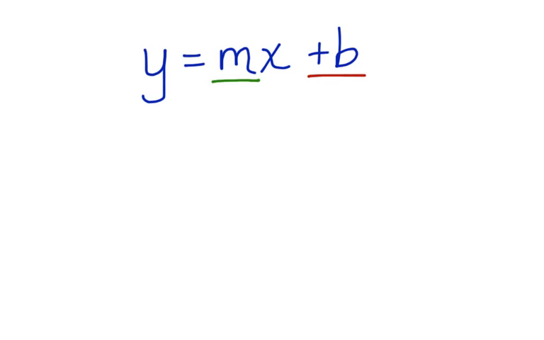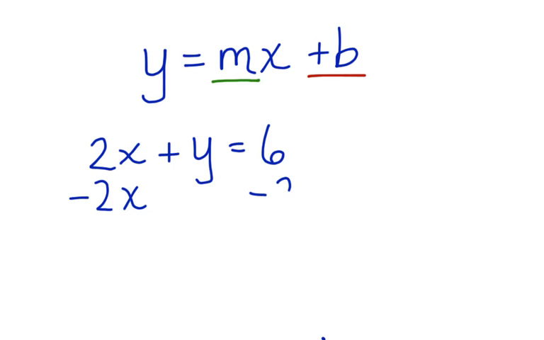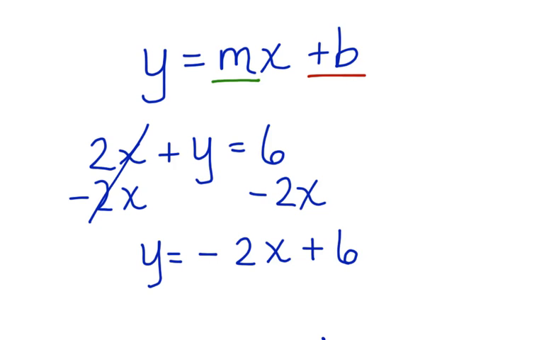The equations that we've been looking at were already written in this form, but you can also change an equation to be in this form. Let's take a look at that. We have 2x plus y equals 6. We want to change the form of this equation to be in the y equals mx plus b. To do that, we need to get y alone. Let's take away 2x from both sides of the equation. These cancel, and we have y equals negative 2x plus 6.